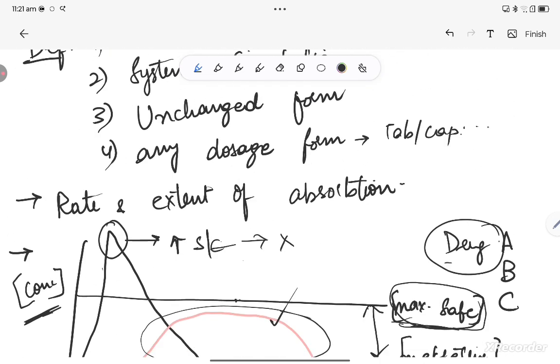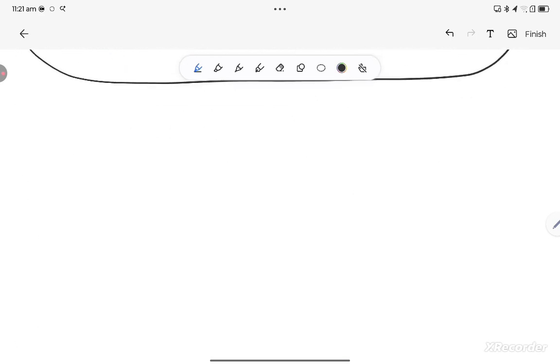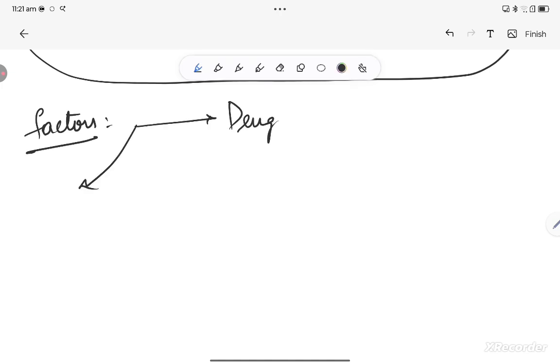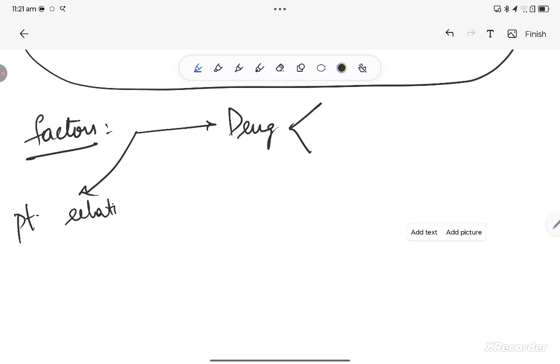If the question also asks about factors affecting bioavailability, then you will start enumerating them first. These factors are primarily drug related as well as patient related. Clear? Drug related: see, a drug is a foreign body, it's a physical entity. So the physical properties of the drug as well as your dosage form.